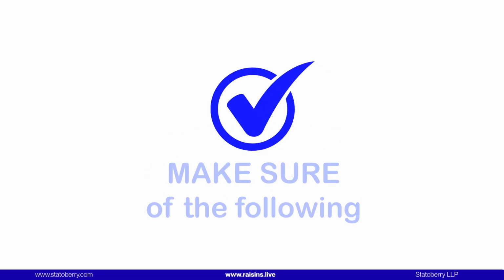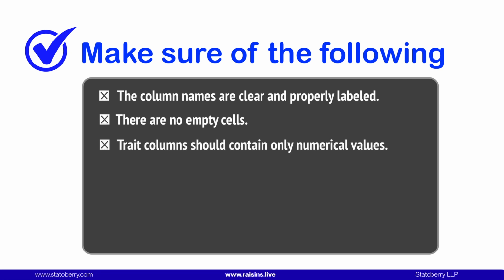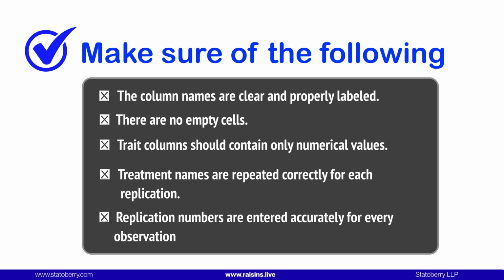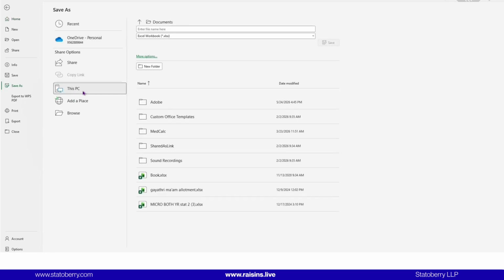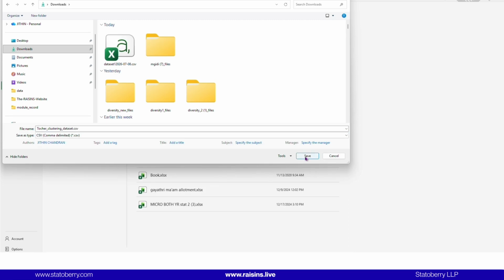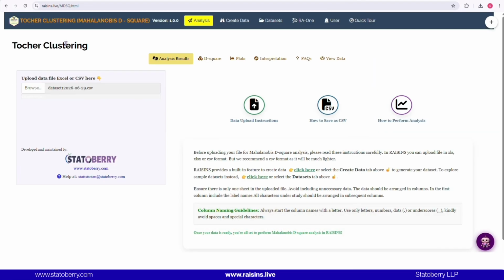Before saving your file, make sure that the column names are clear and properly labeled, there are no empty cells, character or trait columns contain only numerical values, treatment names are repeated correctly for each replication, replication numbers are entered accurately for every observation. Once completed, save the dataset in Excel or CSV format. This file can now be uploaded directly into RAISINS for Tocher clustering.